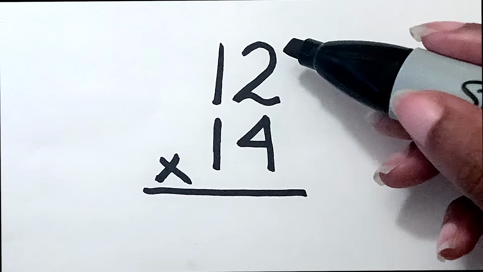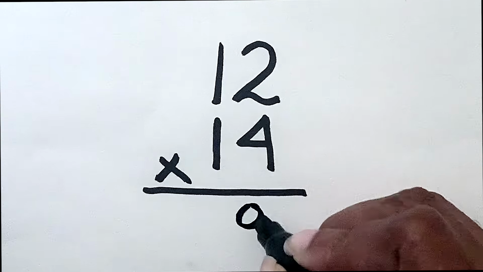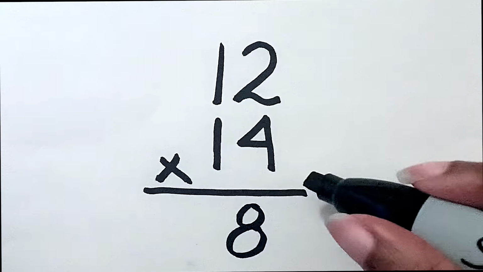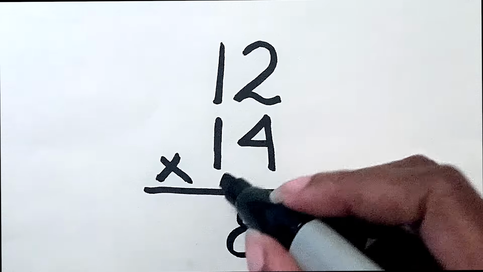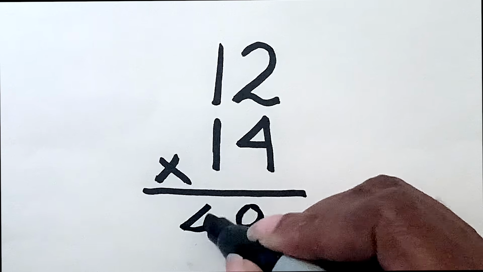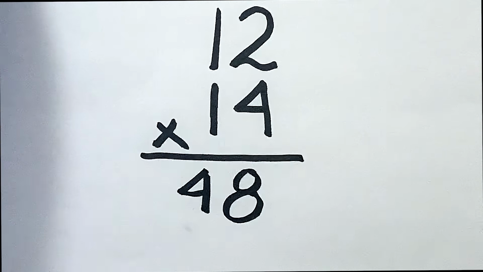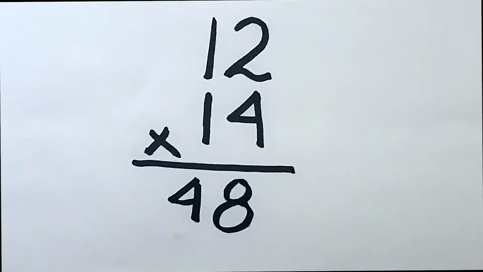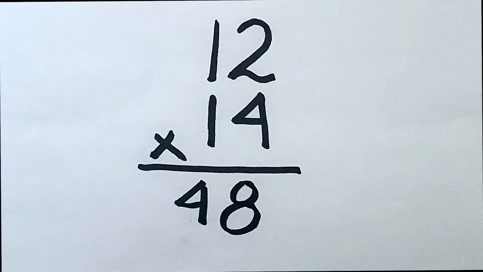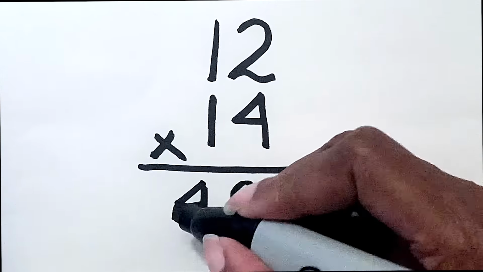We're going to multiply 2 times 4, which gives us 8. Okay? Alright. Then we're going to multiply 1 times 4, which gives us 4. Okay? Now, we are done multiplying everything by 4. Now we're going to multiply everything by 1. Okay? So, 2 times 1 is 2.